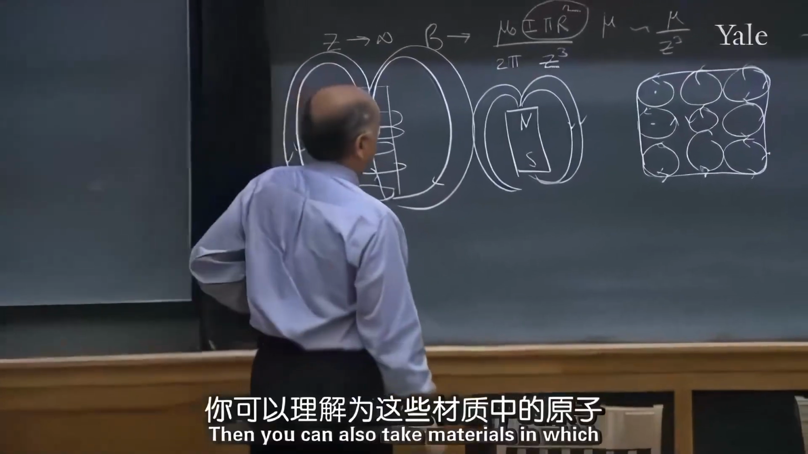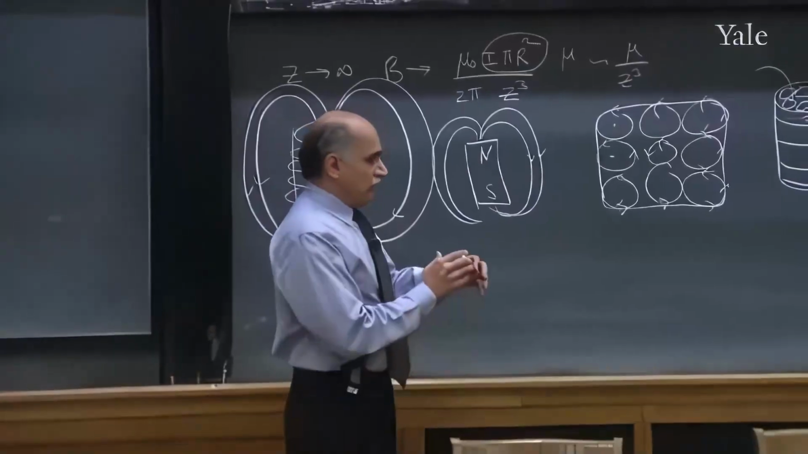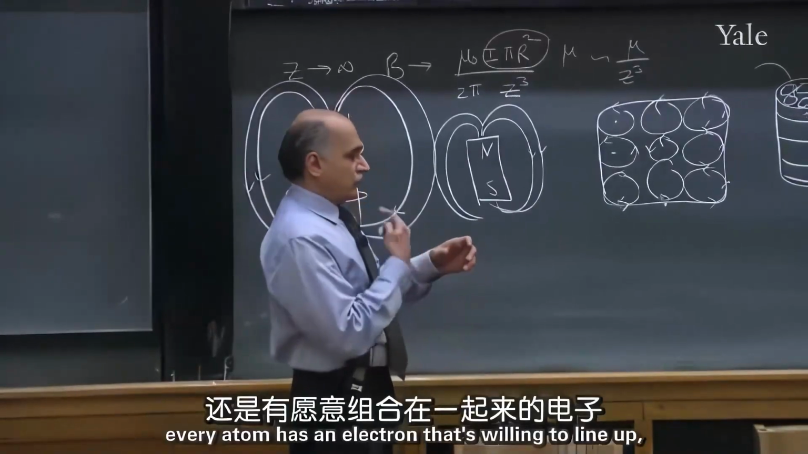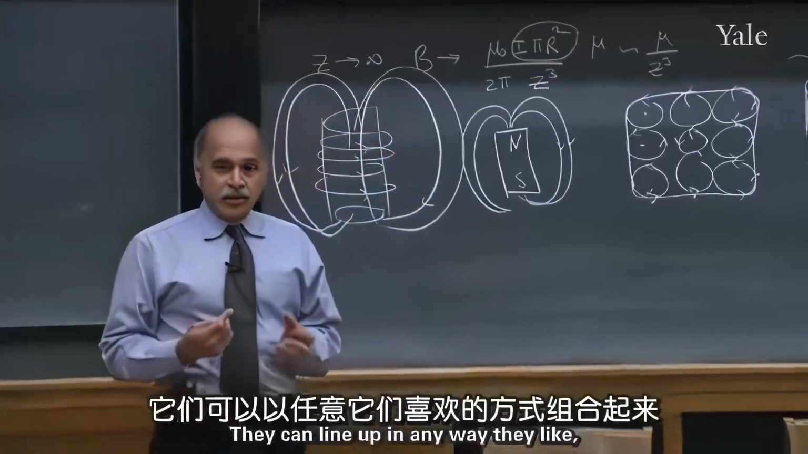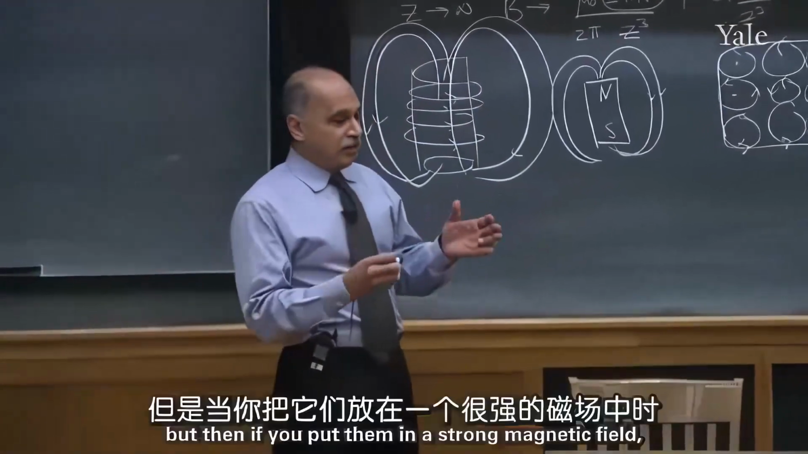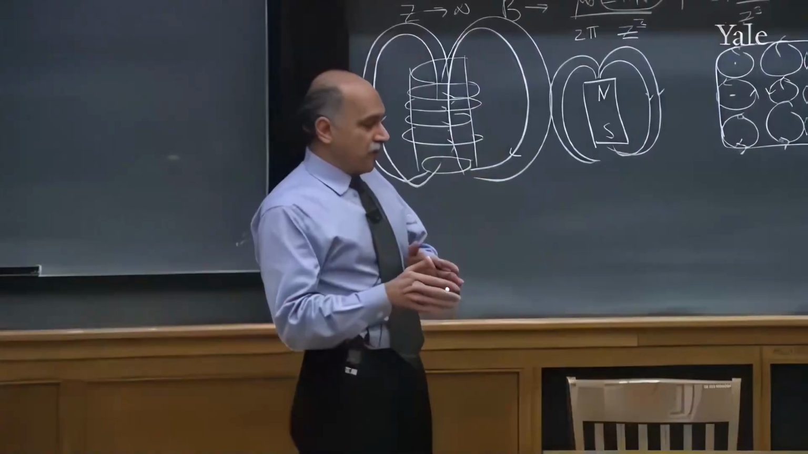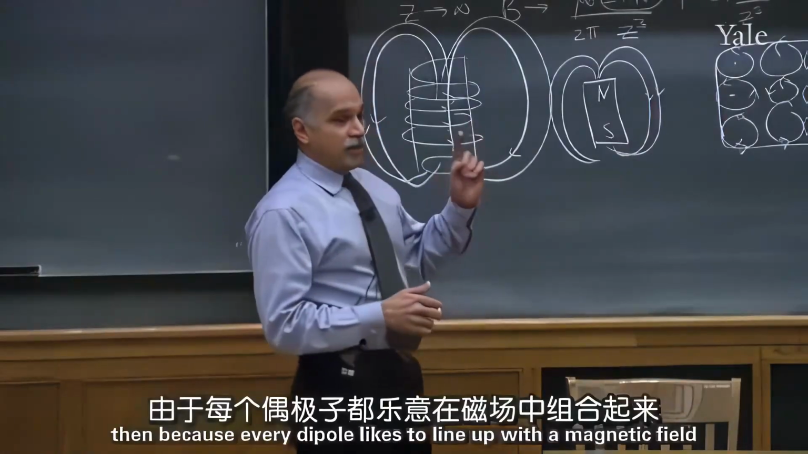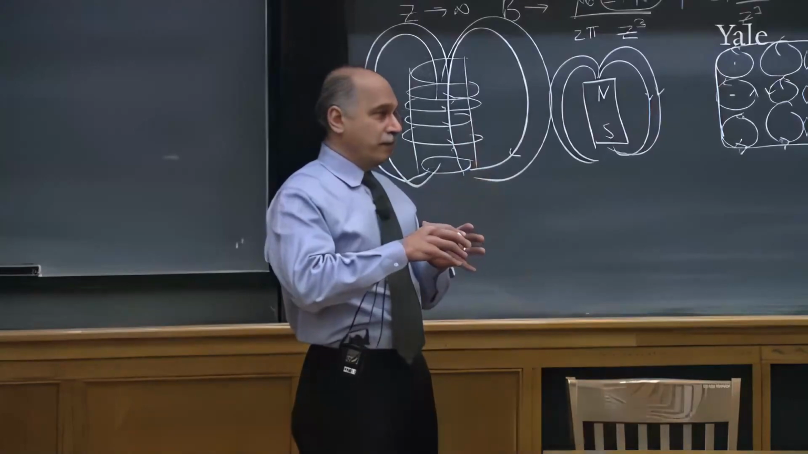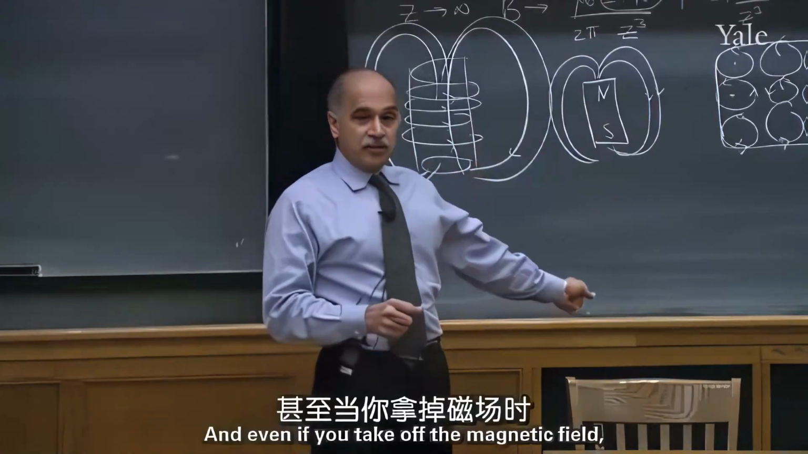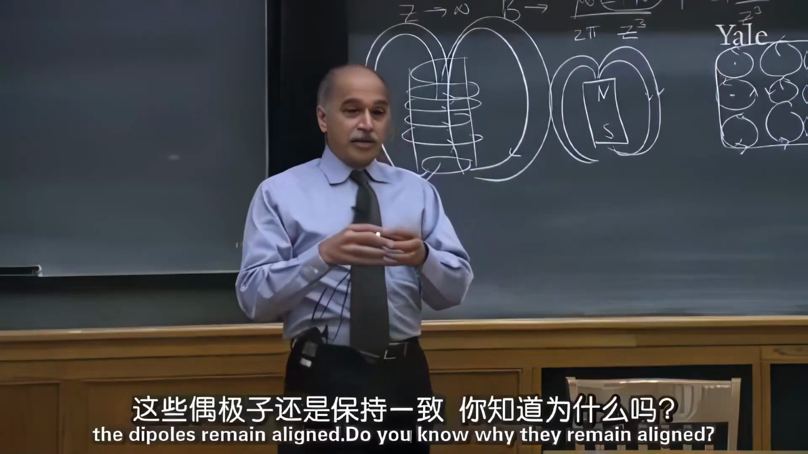Then you can also take materials in which every atom has an electron that's willing to line up, but they don't know which way to line up. They can line up in any way they like, but then if you put them in a strong magnetic field, because every dipole likes to line up with the magnetic field, the atomic moments line up with the magnetic field. Then even if you take off the magnetic field, the dipoles remain aligned.